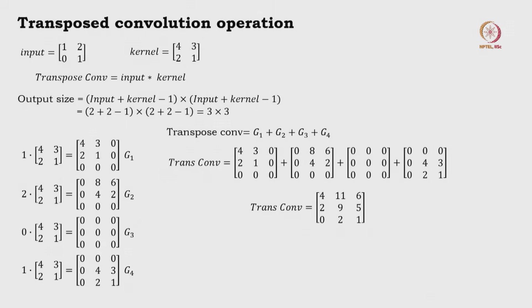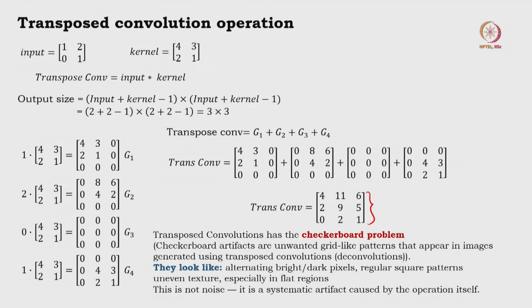What is the drawback? If you observe this matrix, there is a kind of problem. Can you see here? There are some values which are very large and some values which are very, very small. So what is this problem called? It is called the checkerboard problem. What is this checkerboard problem?